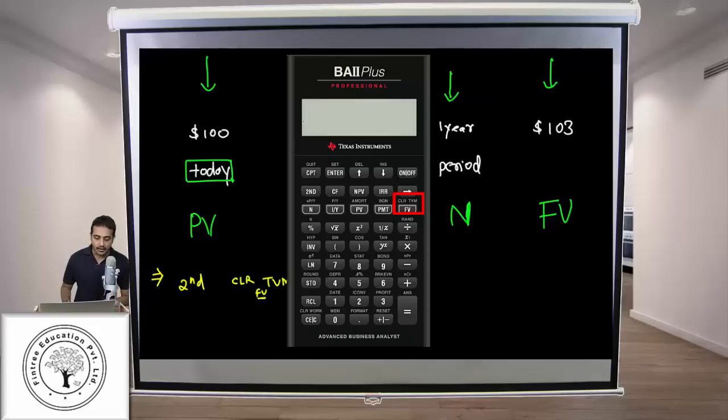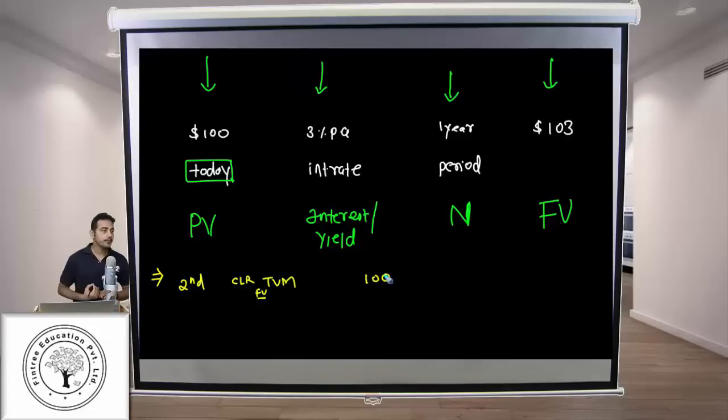Now have 100 on your screen. Please have 100 on the screen. Do you have it? Then press present value. Okay, so it will show present value is equal to 100. Then have 3 on the screen. Then press I/Y button. So it will show I/Y is equal to 3. Then have 1 on the screen. Press 1 and press N.